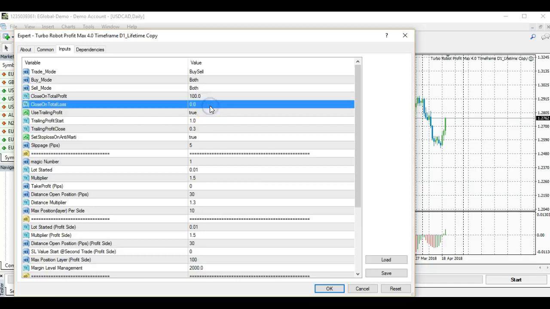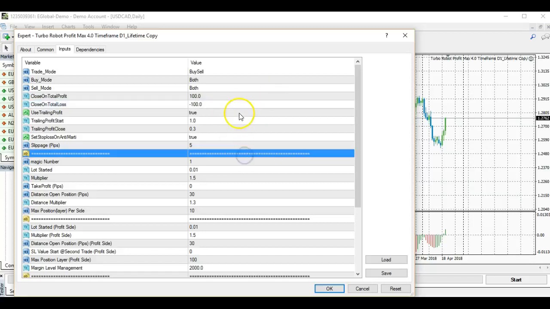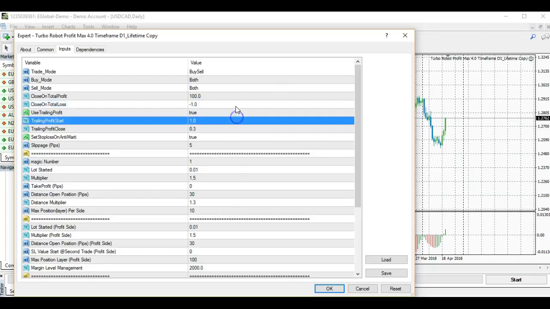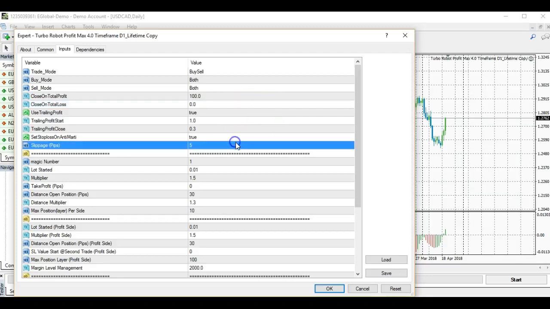Next is close on total losses. The default setting, which I will put here, is 0. Up to you, you can put, let's say, negative 100 as well. For me, I don't want it, because some people are pained by losing. This is what they call the overall SL, stop loss. It will close everything if you put it in. I'll leave it as 0.